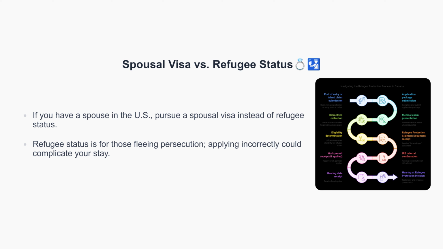If you're married to a U.S. citizen or a resident, you might think about applying for a spousal visa rather than refugee status. Especially if you are not escaping persecution, the spousal visa might be a more suitable and direct means for entering the U.S., given the specific conditions needed to be classified as a refugee. Seeking refugee status when not eligible could potentially complicate the immigration process.